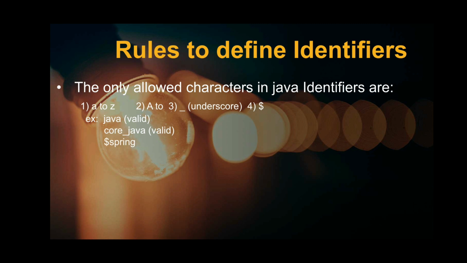Here I created one more identifier or variable. Its name is $spring. Is it valid or not? It's valid. Why? Here we are using only small a to z and the special character dollar. Can we use dollar or not? We can use the dollar symbol happily. It's valid. Then one more identifier.